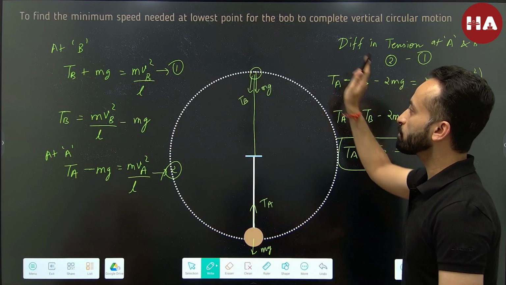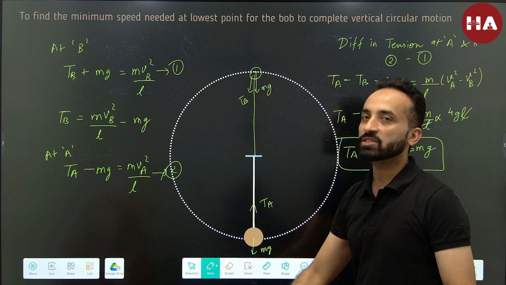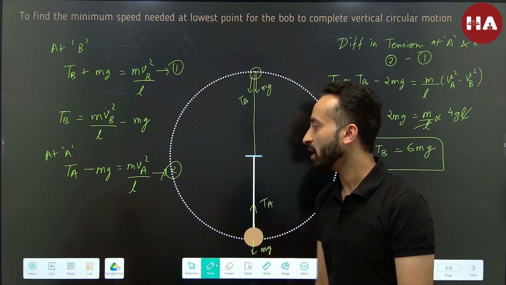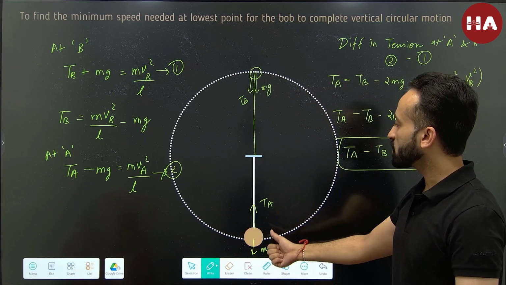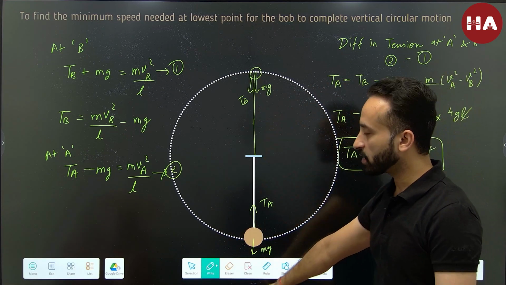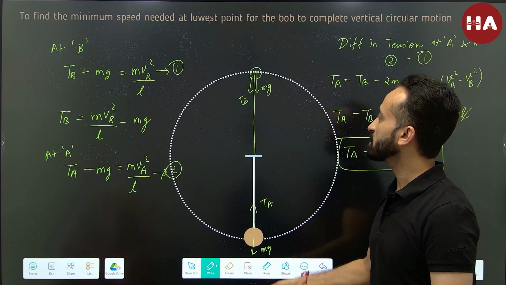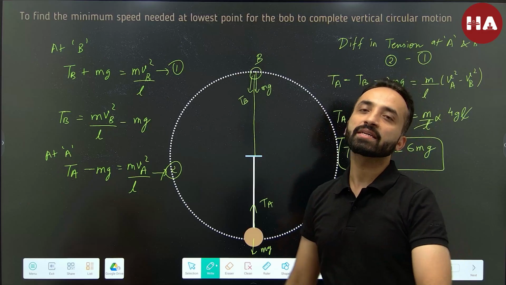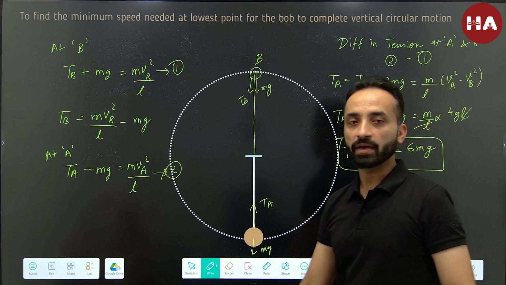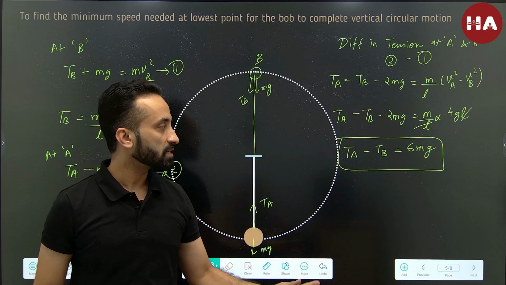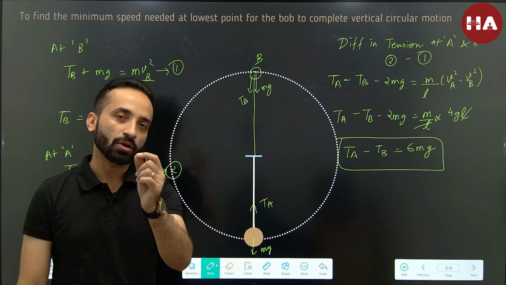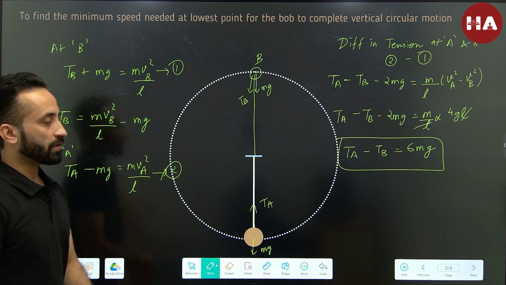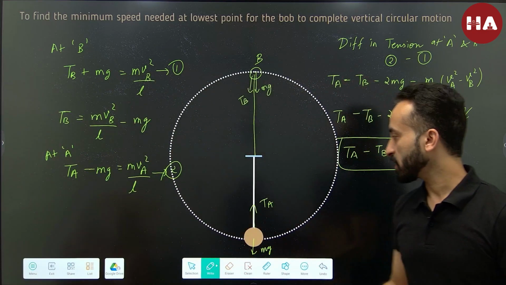I hope there should be no problem in writing the equations. Net force is equal to ma, that is net force is equal to mv square by r. Just the difference is that at the lowest position TA is acting inward, mg is acting downwards. So TA minus mg is mv square by r, while at B it is TB plus mg equals mv square by r. Alright. So I hope you are able to understand. You copy this down. Then I wish to talk about one more case. Alright. So I hope you've copied this down.